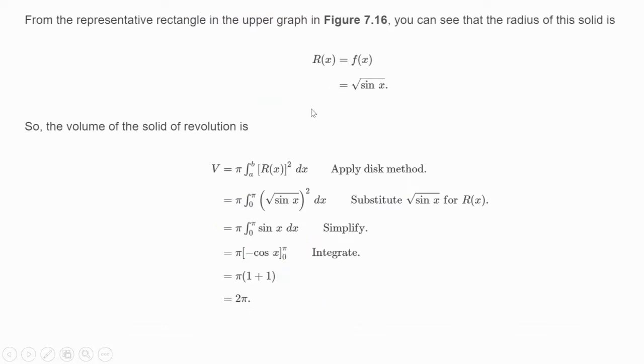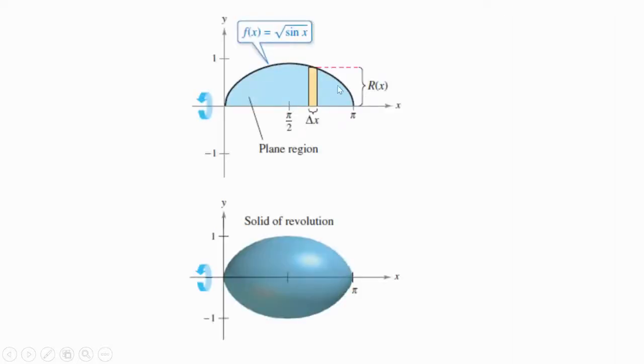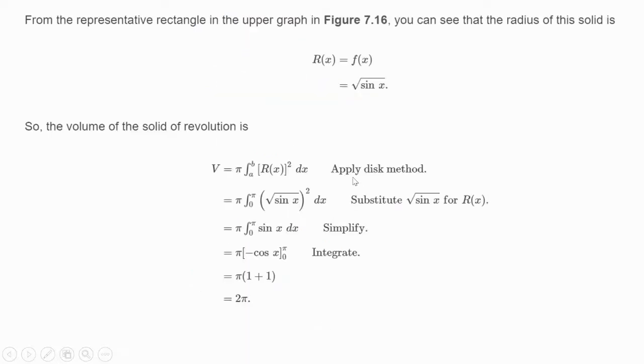Then you say, okay, so what is my radius? Let me go back here. And you see if you're spinning this around, and here's your representative rectangle, so you see that R of x goes from y equals 0 up to this point, which is R of x. So you see this is the radius for that rectangle. Over here, the radius would be something different. Over here is something different. But we're integrating, we're taking the limit, so all those things are fine, and we get the football-shaped kind of thing. Okay, so the capital R of x in our problem is the square root of sine x.